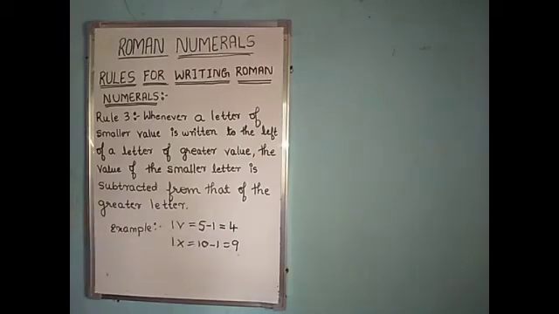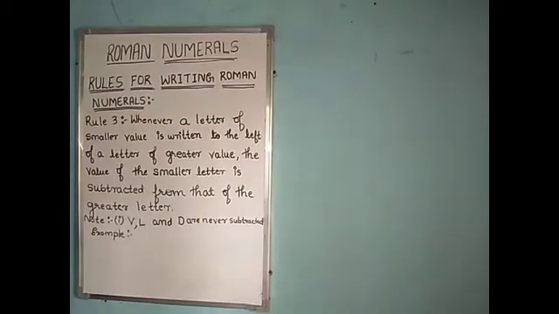This is the third rule. Whenever a letter of smaller value is written to the left of a letter of greater value, the value of the smaller letter is subtracted from that of the greater letter. In this rule, we should remember 5 conditions. What is the first condition? V, L and D are never subtracted.